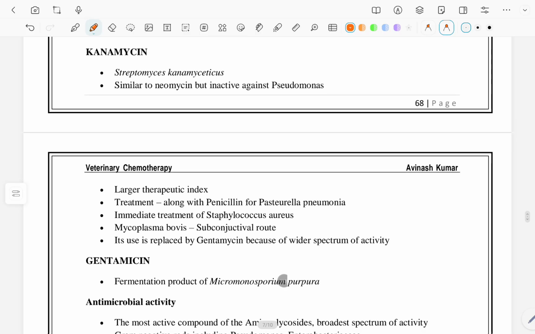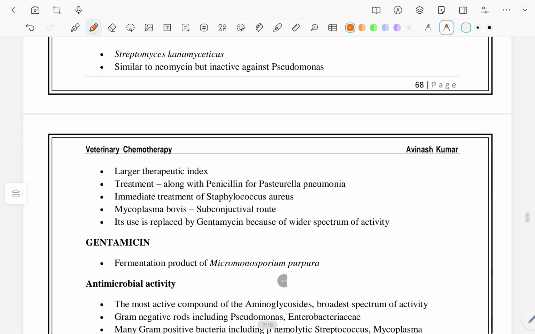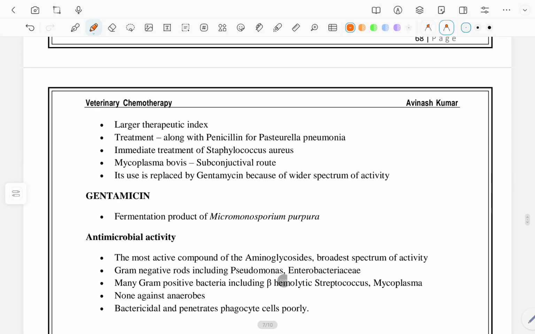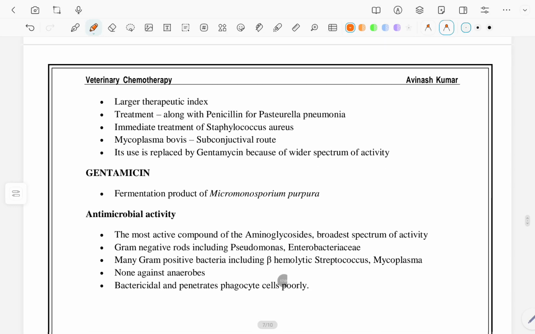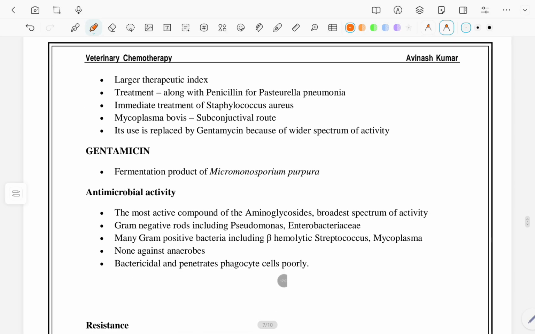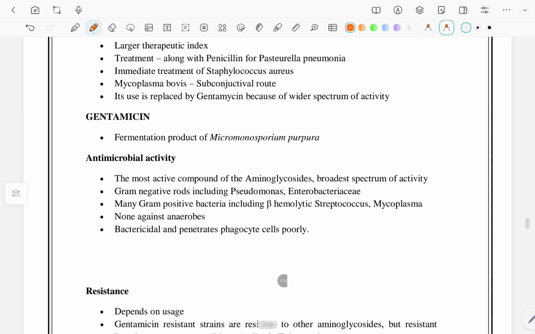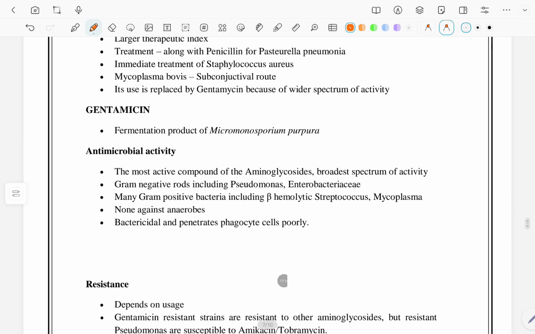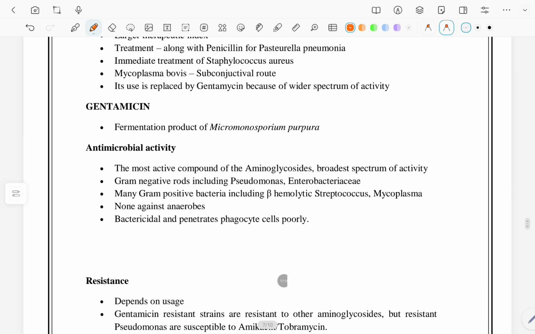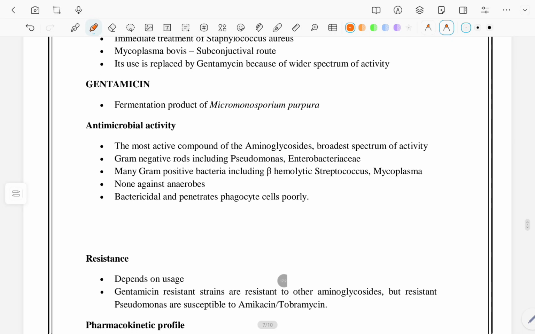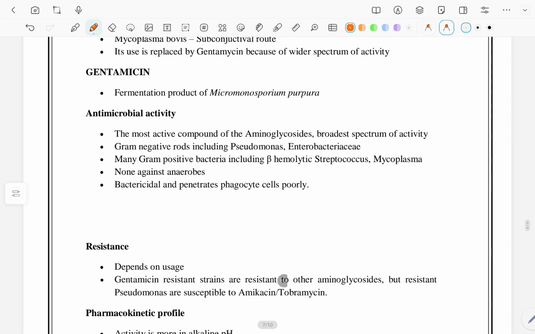Kanamycin, from Streptomyces kanamyceticus, is similar to neomycin but inactive against Pseudomonas. Larger therapeutic index. Treatment along with penicillin for Pasteurella pneumonia. Also used in Staphylococcus aureus and Mycoplasma bovis infections, by the subconjunctival route. Its use is replaced by gentamicin because of wider spectrum of activity.